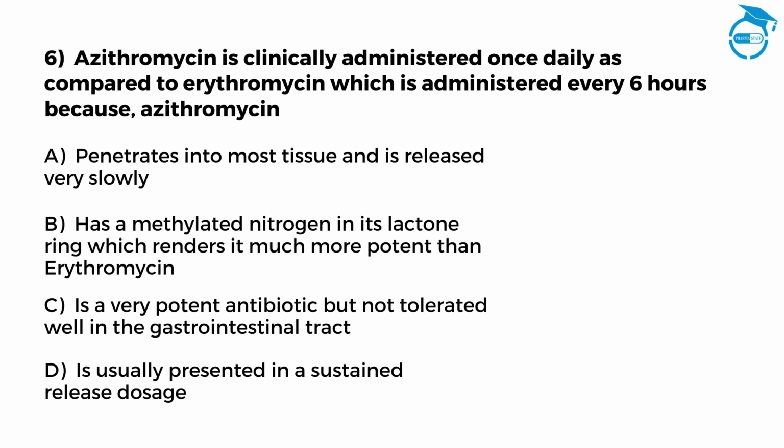Azithromycin is clinically administered once daily, as compared to erythromycin, which is administered every 6 hours, because azithromycin: Option A, penetrates into most tissue and is released very slowly. Option B, has a methylated nitrogen in its lactone ring, which renders it much more potent than erythromycin. Option C, is a very potent antibiotic but not tolerated well in the gastrointestinal tract. Option D, is usually presented in a sustained release dosage. Your time starts now.